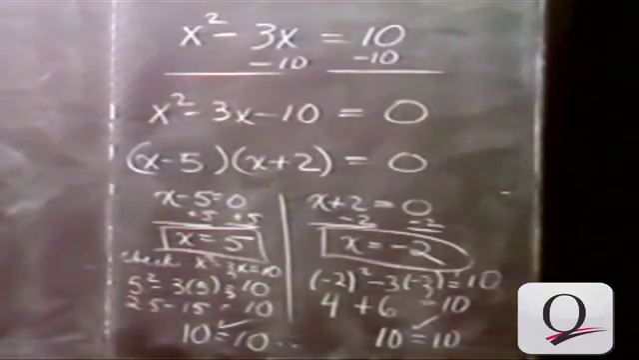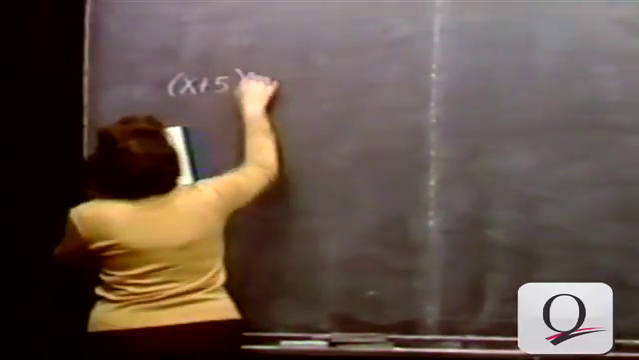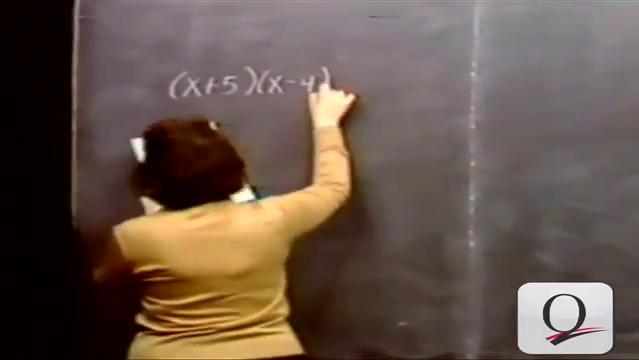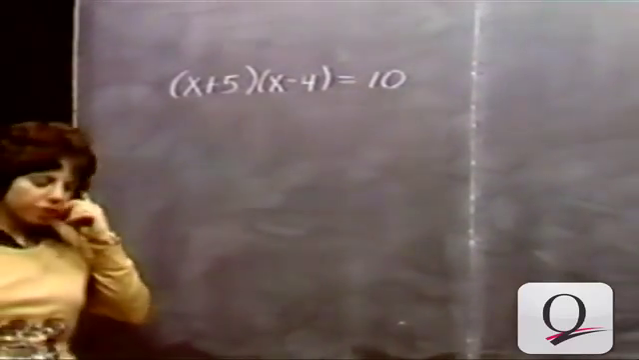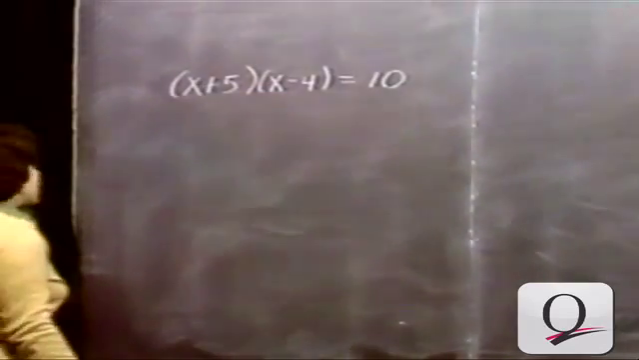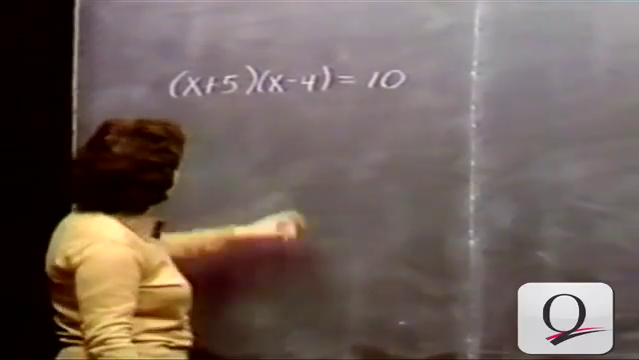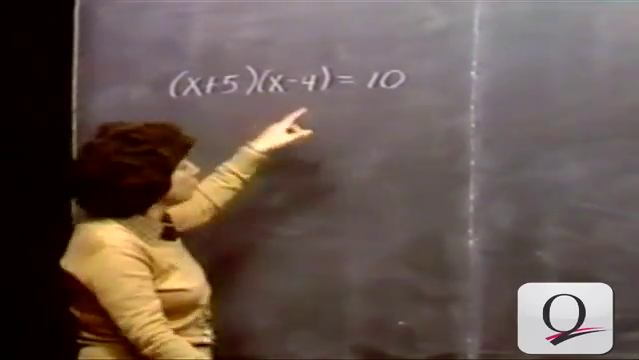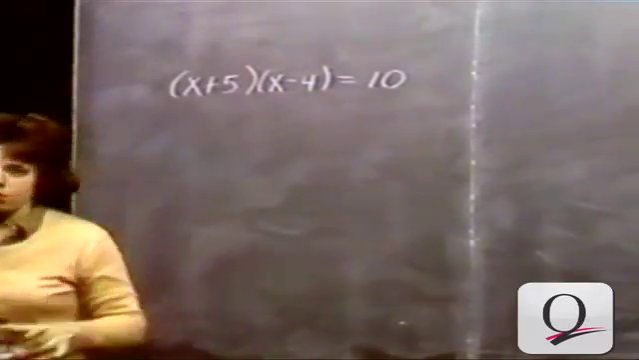Okay, let's try another example. x plus 5 times x minus 4 equals 10. Okay, somebody looking at this might say, oh, terrific, this one's already factored. But actually, not only isn't it helpful to you in this form, it's really set up to trick you. What you have, once again, is the product of two numbers equals 10, and that's not good for you. What you need is the product of two numbers equals 0.